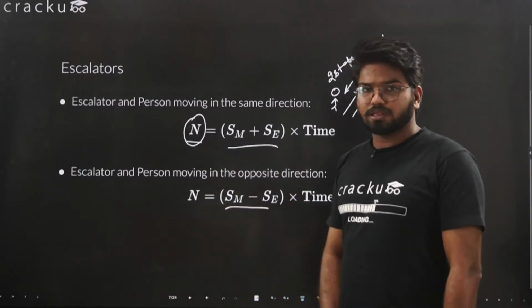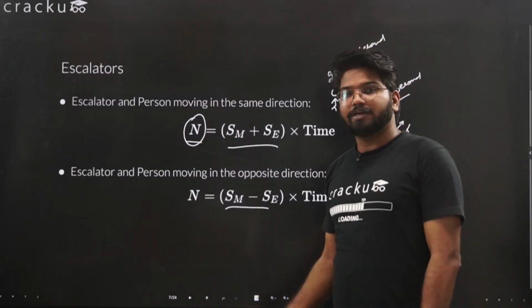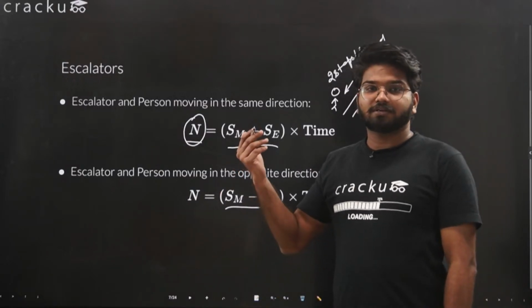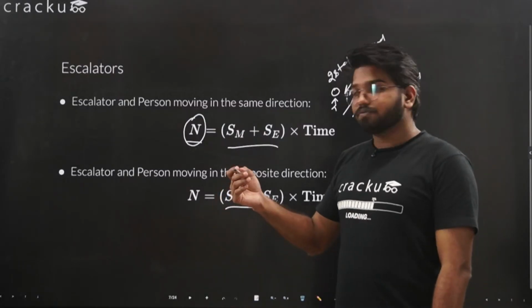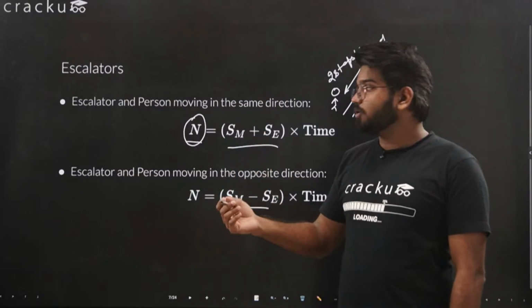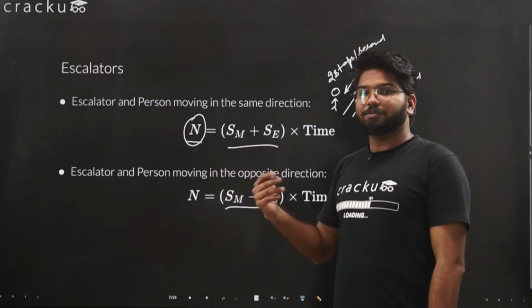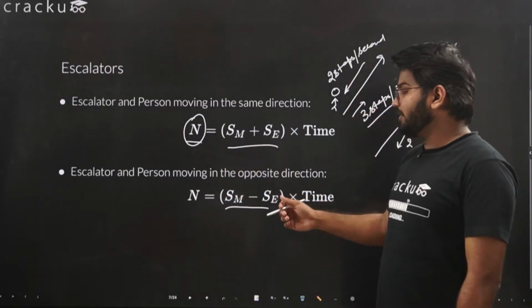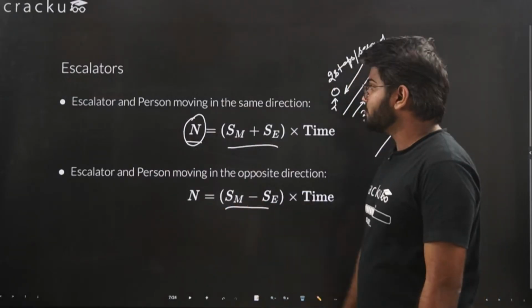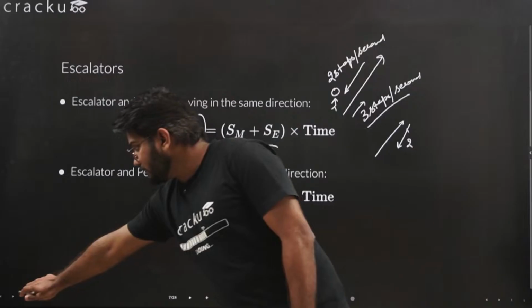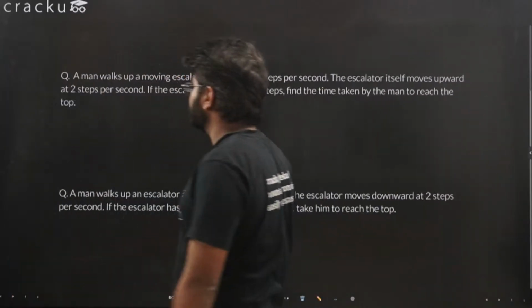So yeah, same concept of downstream and upstream. In downstream, the relative speed is the sum of the river and the boat. Here we have escalator and person. In opposite, we have again the negative effect, negative relative speed. Now, based on this only, we'll try to cover two questions.